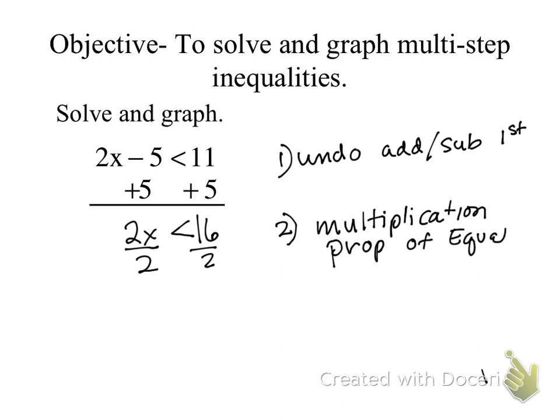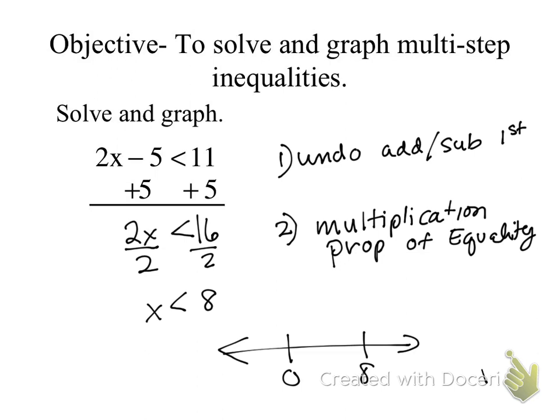Okay? And then we are left with x is less than 8. So as I make my number line, it says to graph, I have 2 numbers that I need on here. What are they? 0 and 8. Good. And I start at 8. And it's an open or solid circle? Open. And what direction am I going? Left. Good. Your graph should look like this.